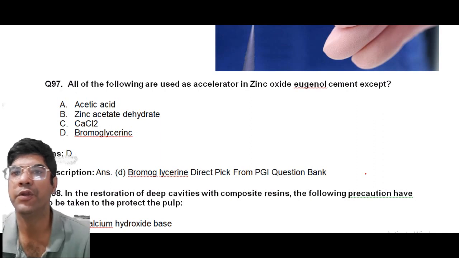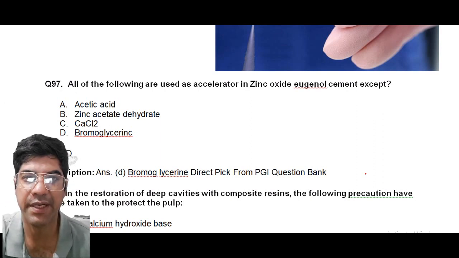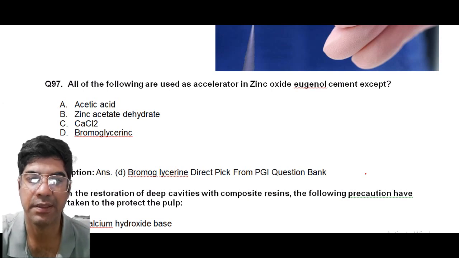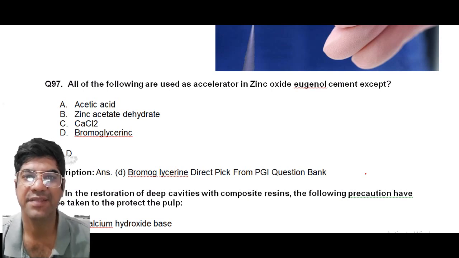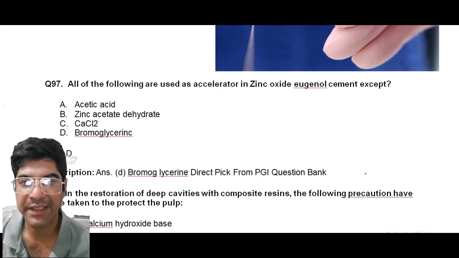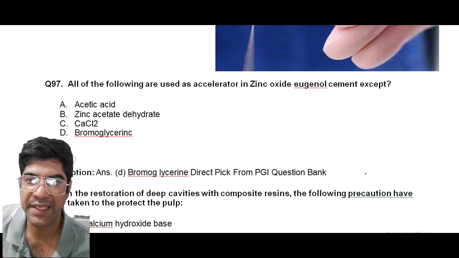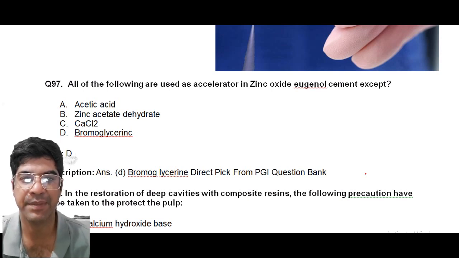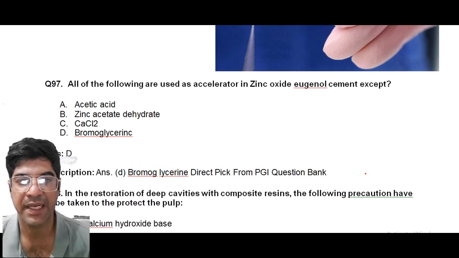All of the following are used as an accelerator in zinc oxide eugenol cement except bromoglycerine. So various accelerators can be used in zinc oxide eugenol cement to control its setting time. However, bromoglycerine is not a commonly used accelerator for this type of cement. The other options like acetic acid, zinc acetate and calcium chloride are known as accelerators in zinc oxide eugenol cement.